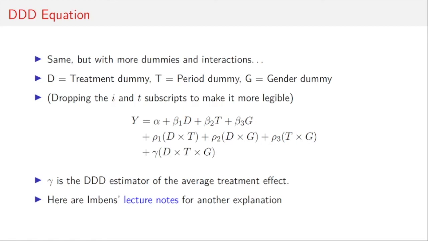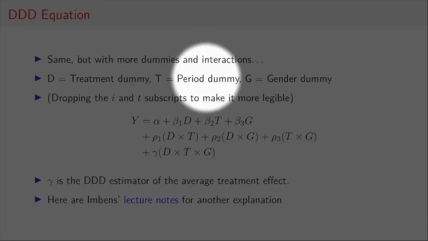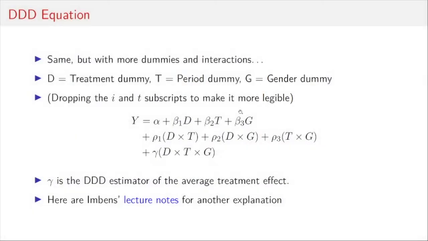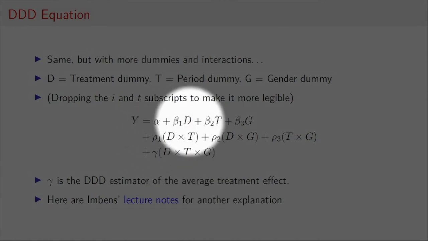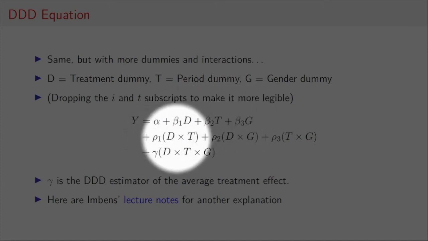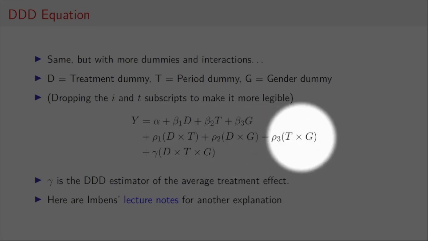Well, it's the same principle, but you have more dummies and more interactions. So now you have a D that is the treatment dummy, a T that is your period dummy, before and after, and a G that is your gender dummy, male and female. Here I dropped the i and t subscripts to make it a little more legible, but in essence what you are estimating is Y on alpha plus the treatment dummy, the period dummy, the gender dummy, and the two-way dummy interactions: treatment-period, treatment-gender, and period-gender.